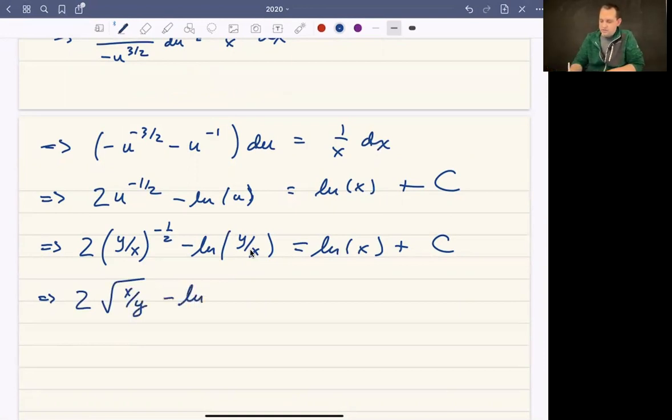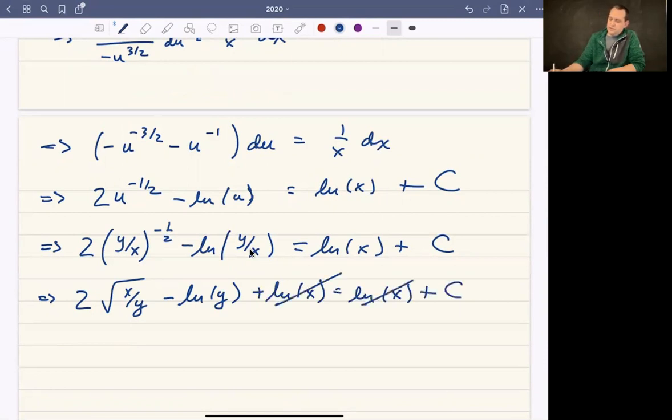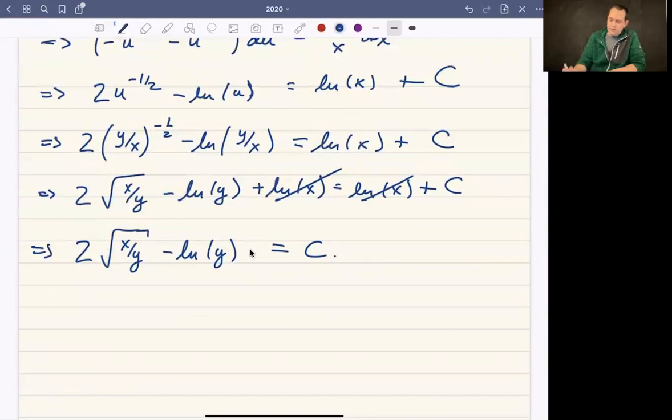And then this is minus the natural log of y minus a negative natural log of x equals the natural log of x plus c, and then those cancel. There's other ways that you can simplify it. You can try to get all the y's on one side and all the x's on the other, but you're never going to be able to solve for y anyway, so that doesn't really help. So you're going to end up with 2 square root of x over y minus the natural log of y equals c. And that's going to be the family of curves. They're not quite functions, but that'll be the family of curves that solves the differential equation. And that's how that'll work.